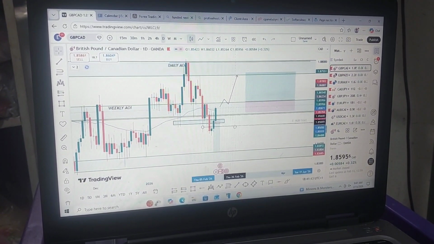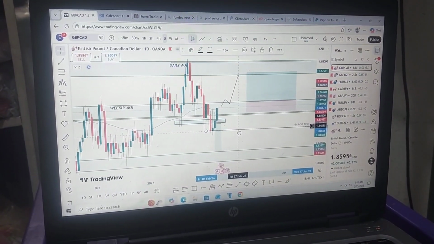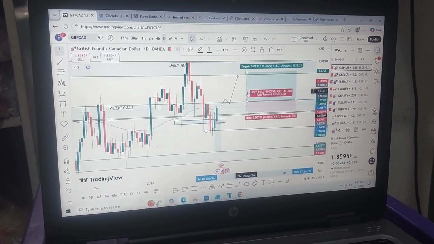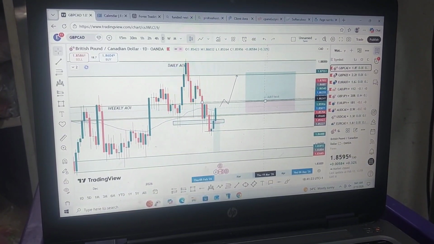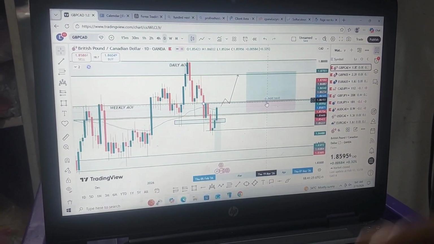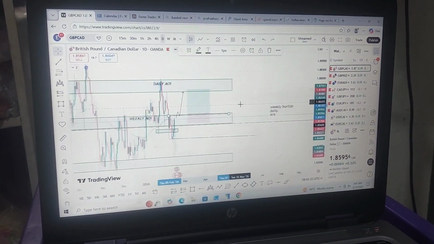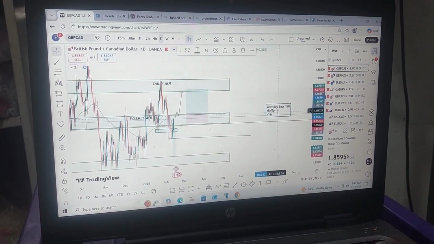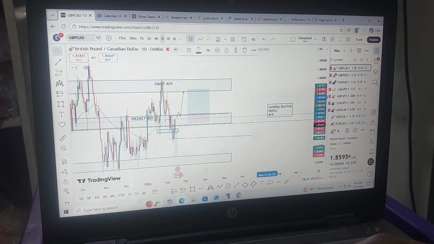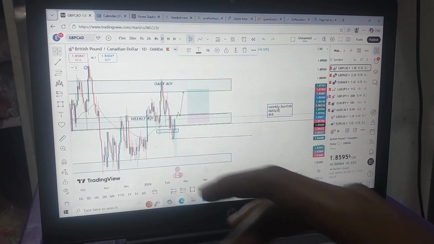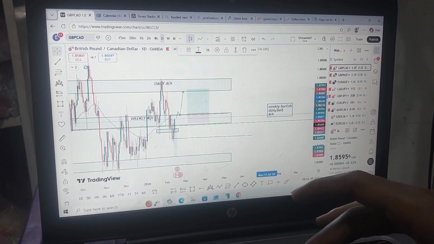This is now the new lower low, and whenever we have a new lower low, we need a new lower high. Now this is our new lower high. In the daily time frame, we are bearish. So let's write it down. Daily time frame, bearish.